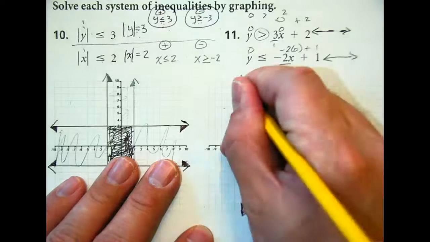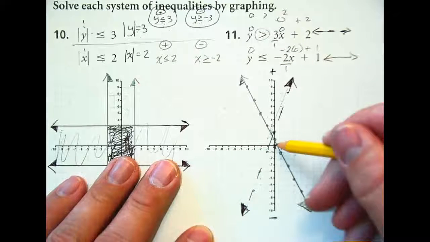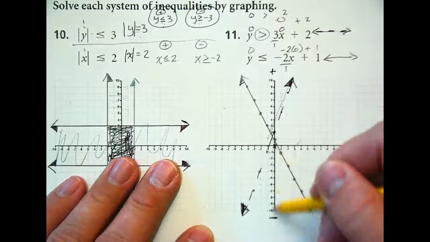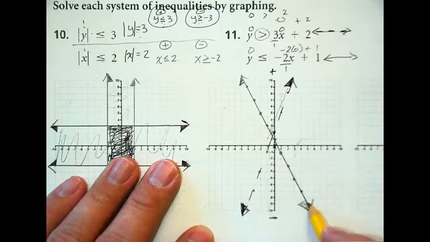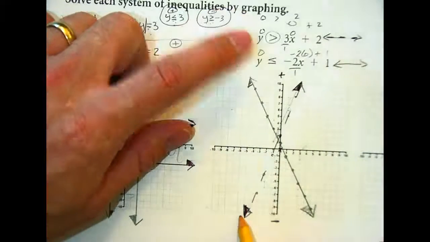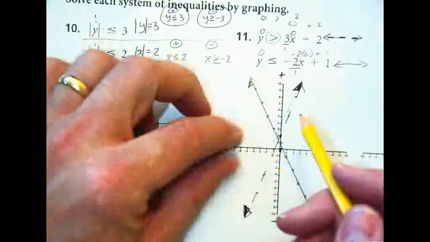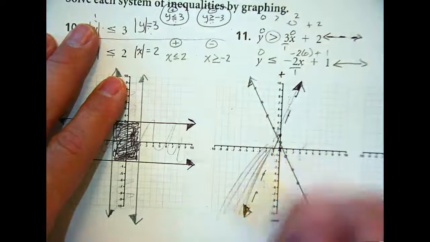Or if you want to think of the symbol, it's a less than symbol, so you shade the lesser part of the y-axis, which is down here. So notice arrow, arrow, shaded towards each other right here. This is your overlapping region.